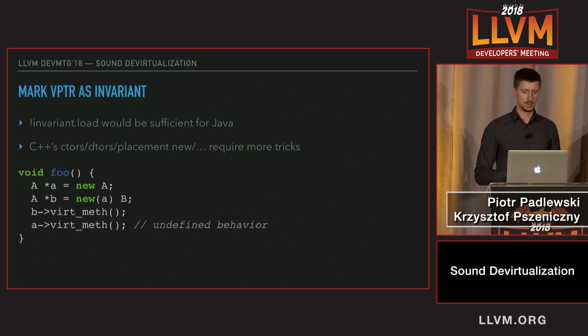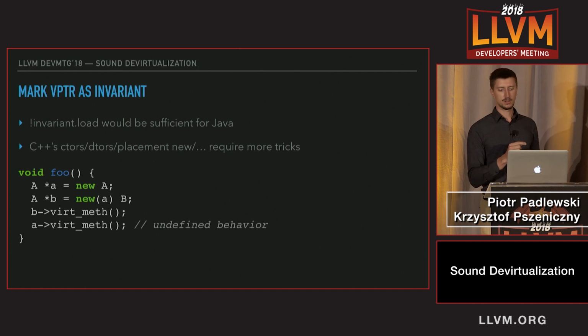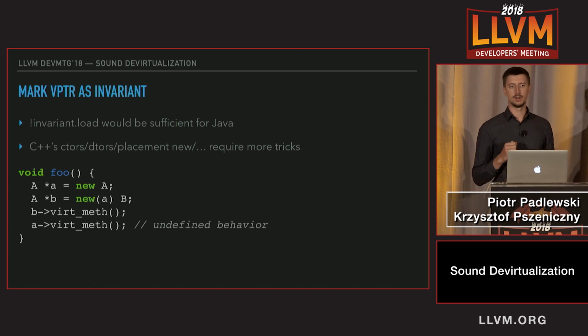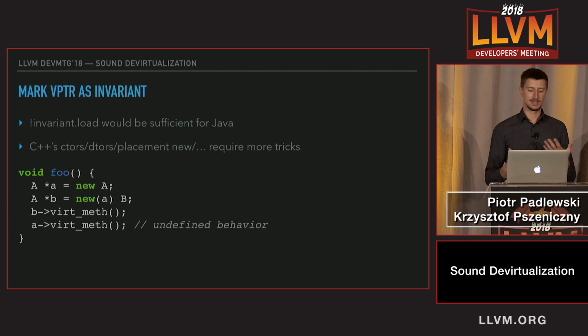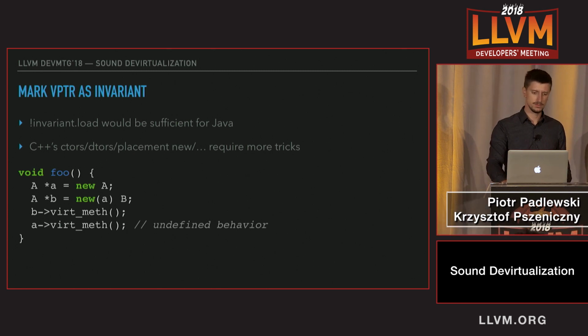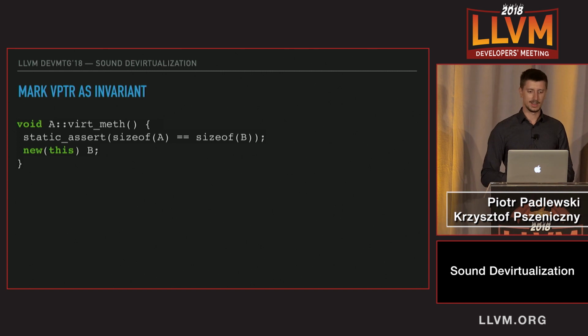So, for example, if you would create an object and then do a placement new on this object, creating a new different type, then calling a function on pointer b would of course be fine, but we cannot use the old pointer, although they are the same. But the semantics of C++ forbids us to do so.